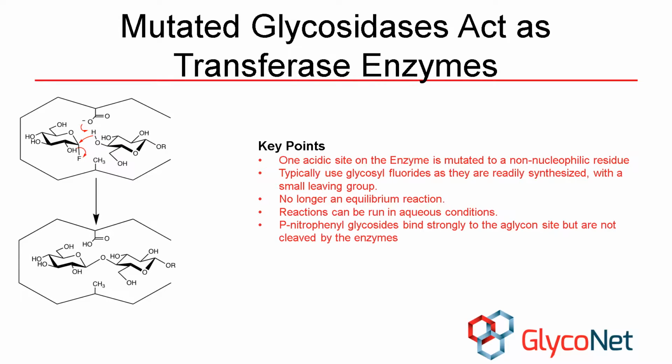Additionally, sometimes a p-nitrophenyl glycoside is used because they bind strongly to the aglycone site but are not cleaved by the enzyme.